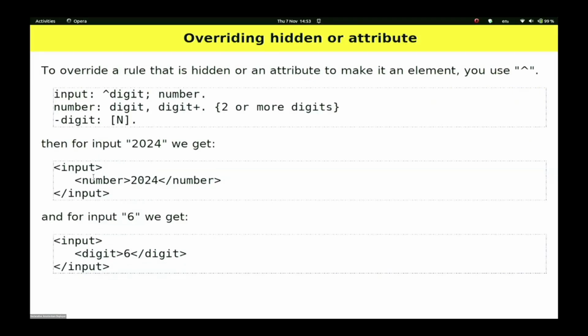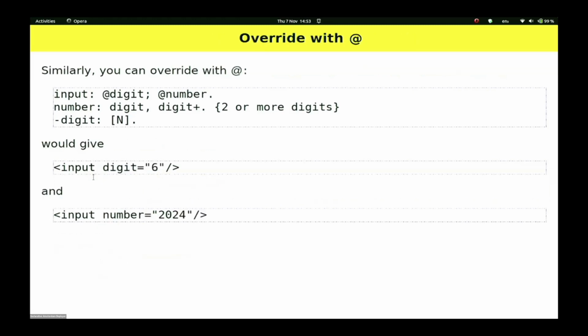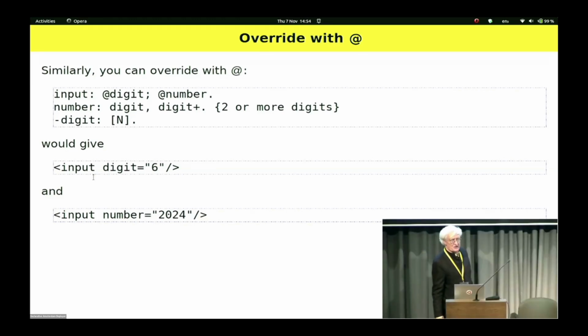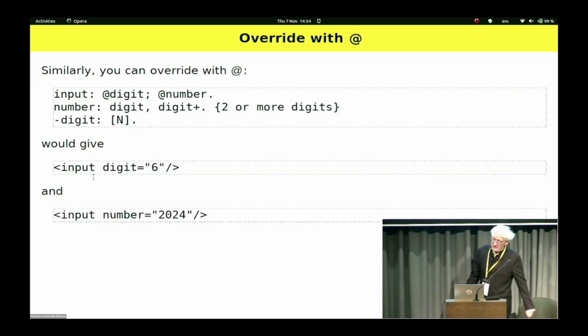Right. And similarly, if you want to override a hidden rule, like in this first example here, where digit is hidden, if you do a cap before it, then it'll be output as an element regardless. And similarly, you can override at. So if you want something just in one particular case to be done as an attribute rather than in general case, then you can put it on the right-hand side of the rule.